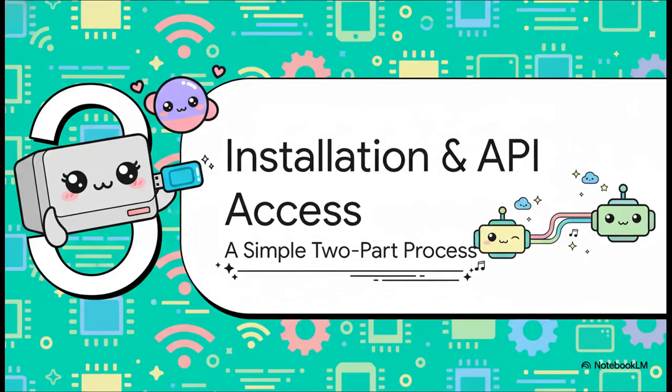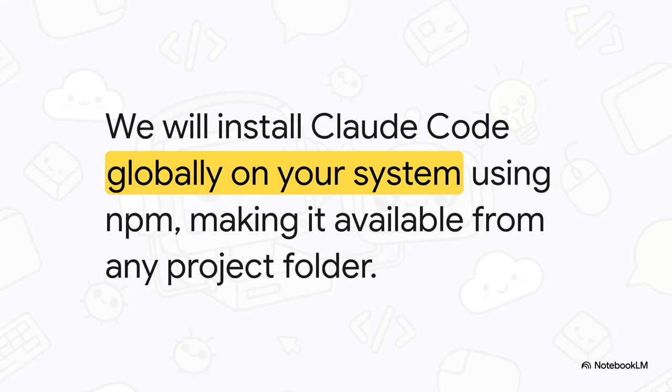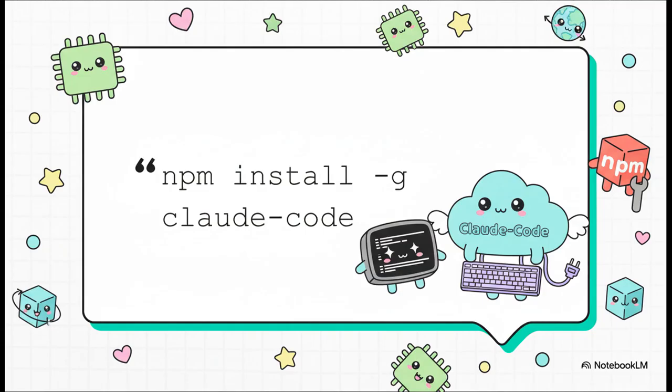All right, with our system ready, it is time to install the tool. This is just a simple two-part process. First, we'll install the package, and then we'll give it the API access it needs to connect to the AI brain. We're going to use npm to install Claude Code globally. Now, this is important. A global install means you can call on this tool from any project folder on your entire computer, not just the one you installed it from. It's available everywhere. And this is the magic command you'll run. Just copy this right into your terminal and hit enter. That little -g flag you see, that's what tells npm to make it globally available. Once that's done, the Claude Code command is officially ready for action.